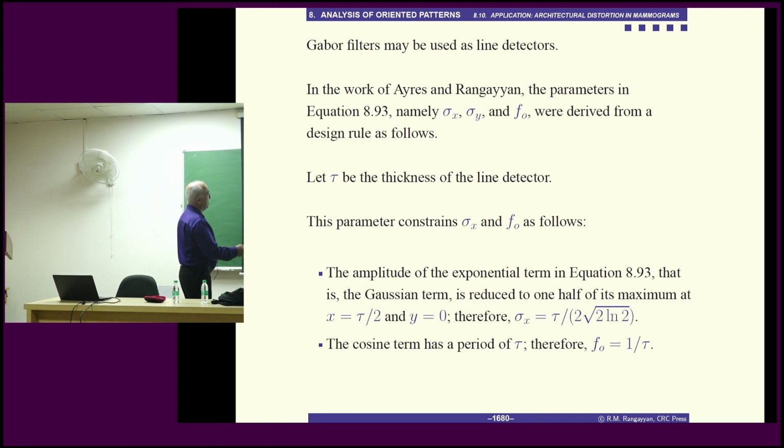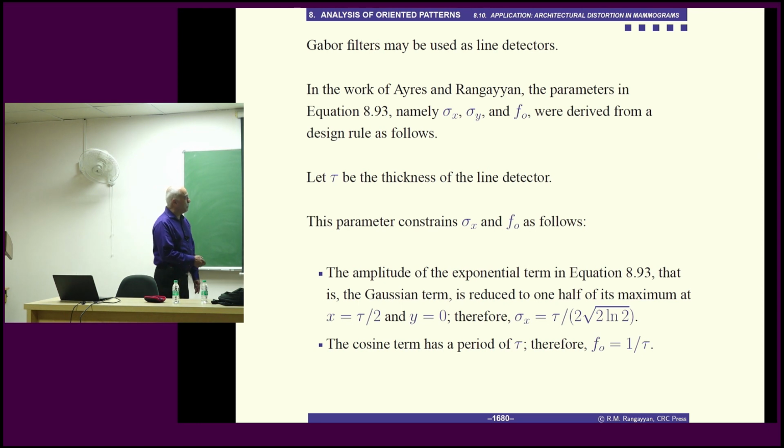The parameters sigma x and f naught of the Gabor filter are related or are conceived as follows. The amplitude of the exponential term in that equation, the Gaussian term, is reduced to 1/2 of its maximum at x equal to tau over 2 and y equal to 0. So sigma x is tau divided by this scaling factor 2 square root of 2 log 2.